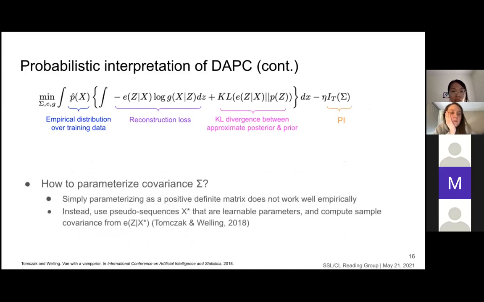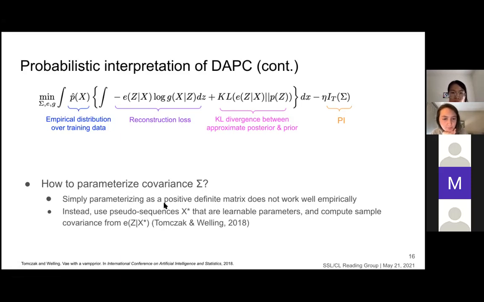Under this probabilistic interpretation, there's a problem of how do we parameterize the covariance sigma, right? They claim that simply parameterizing it as a positive definite matrix does not work well empirically. Although they didn't show an ablation study here, I believe it's from their preliminary experiments. So what they did instead is they use pseudo sequences X star with learnable parameters and compute the sample covariance from this encoder.